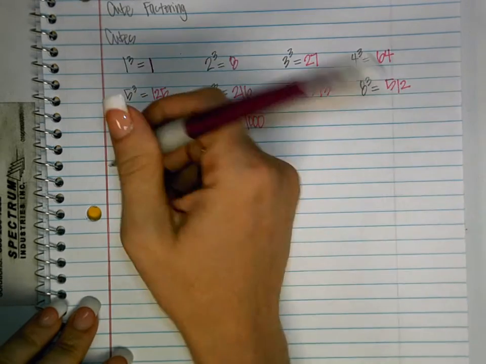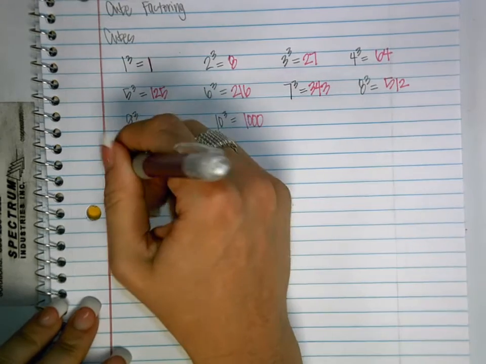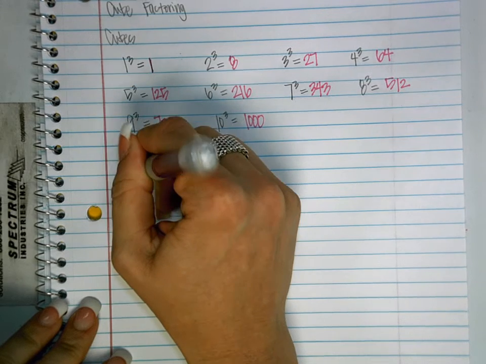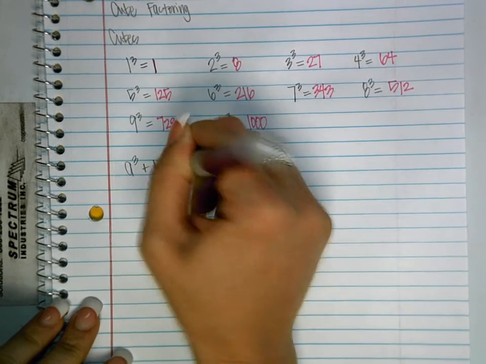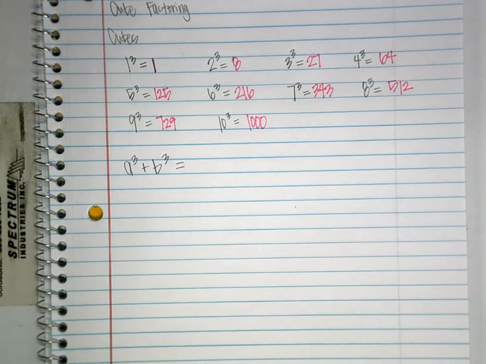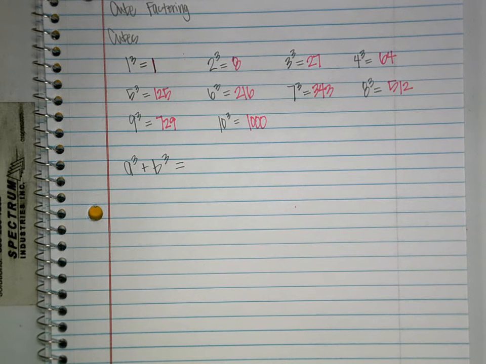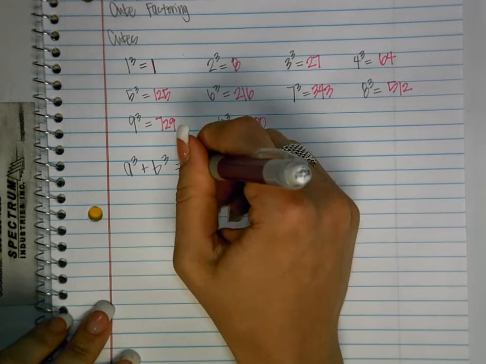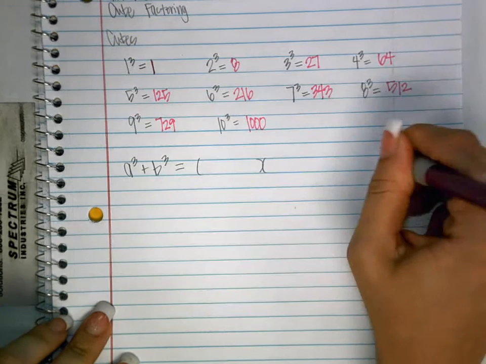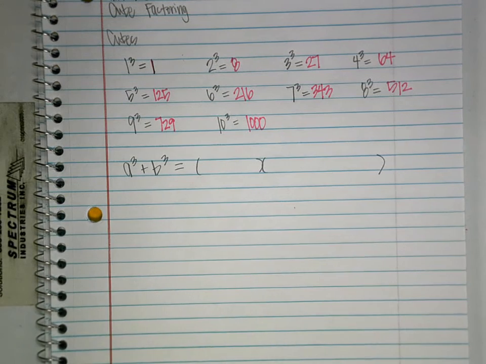Okay, now there's a general formula for cube factoring. And if you have a cubed plus b cubed, whenever you see something with cubes in it, first thing you want to do is you want to put a small parentheses and then put a kind of larger one. Okay, so there's going to be 2 parentheses. Then the next step I want you to follow is we're going to put in our signs.